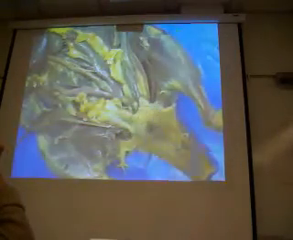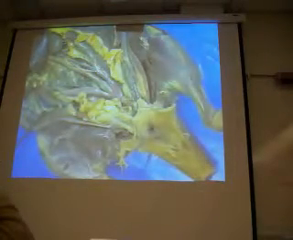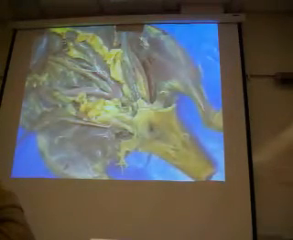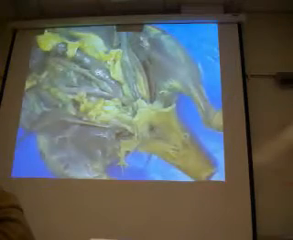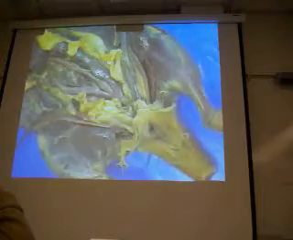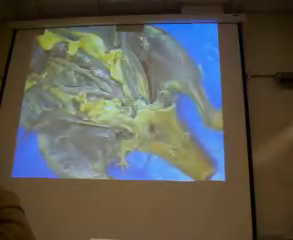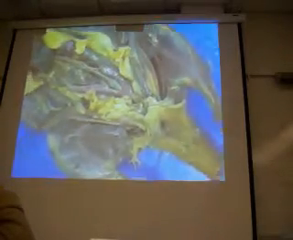And then on the male rat, you'll see the two large testes. They're outside of the abdominal cavity, but inside the body. Because if your testes are outside the body, you're in trouble.